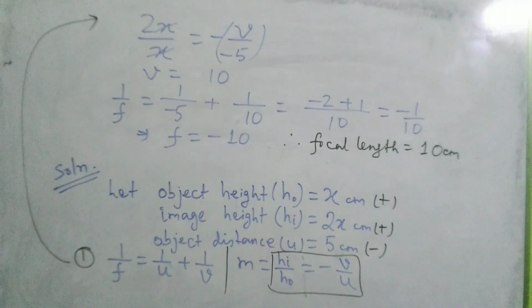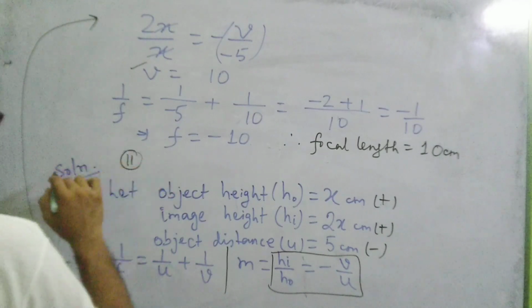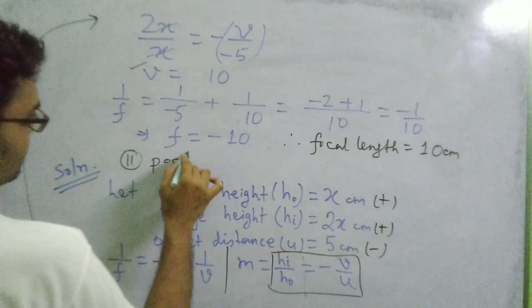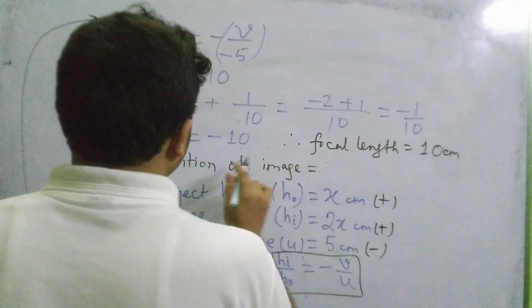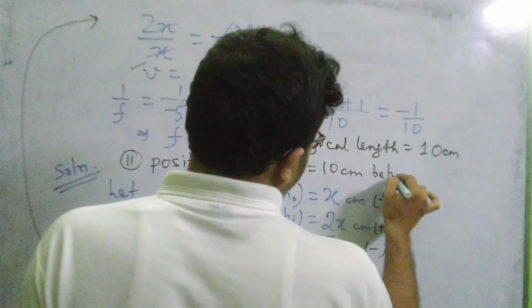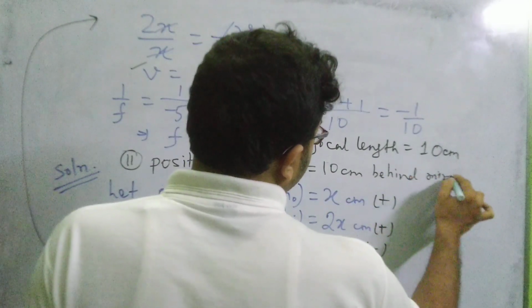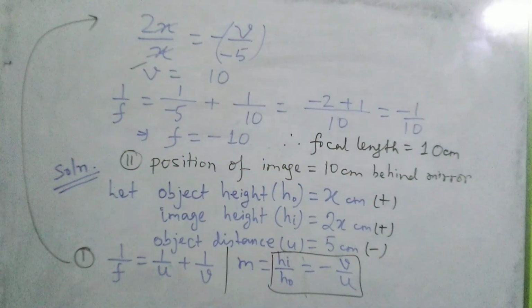Okay, and the second part of the question asks what is the position of the image. The v has already been found here. So for the second part of the solution, the position of the image, as it is positive, we shall be writing it as 10 centimeter behind the mirror. When you write behind the mirror, it indicates that the image is virtual and is formed on the other side of the object. The side where the object is kept, the opposite side, that is behind the mirror, the image has been formed. So this is the solution.